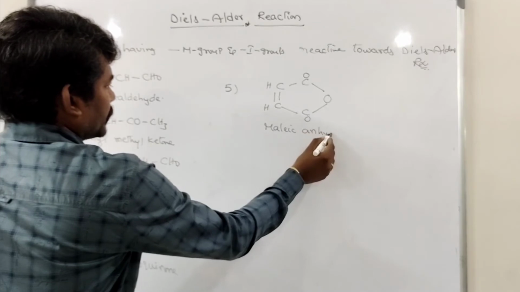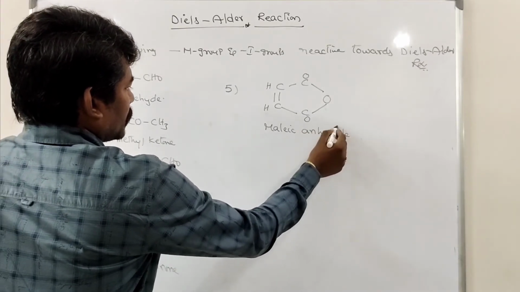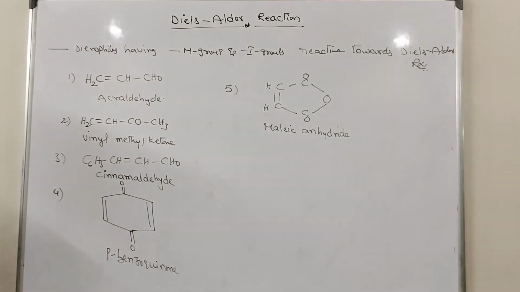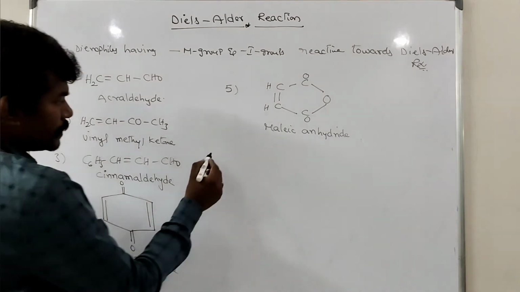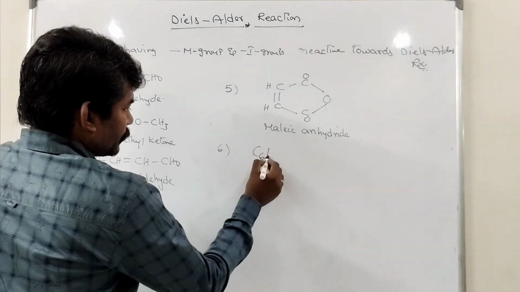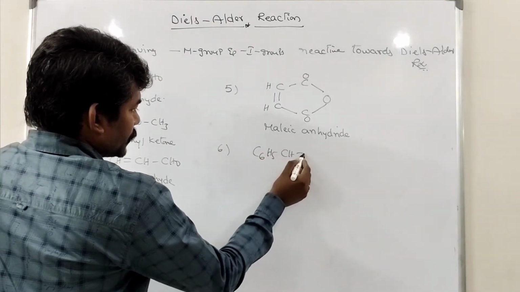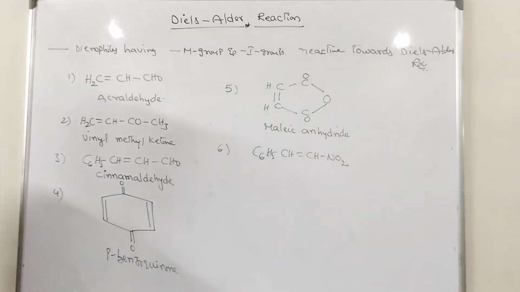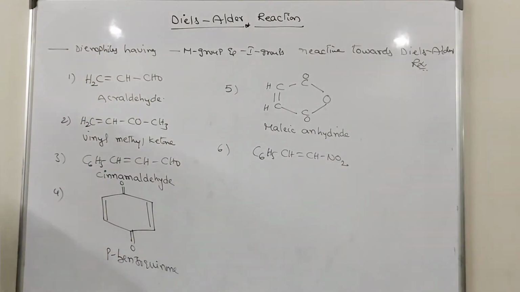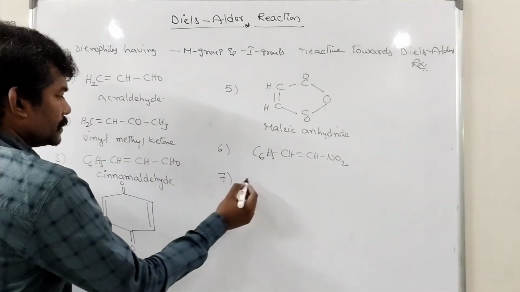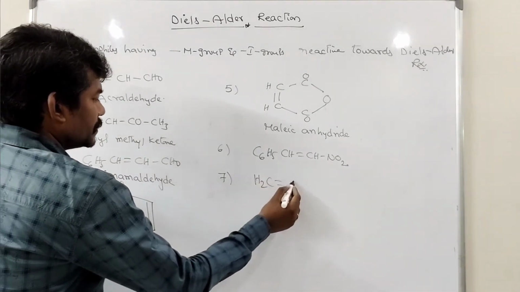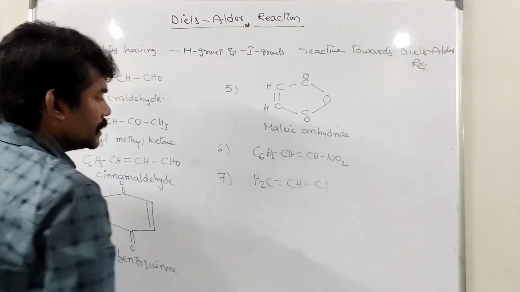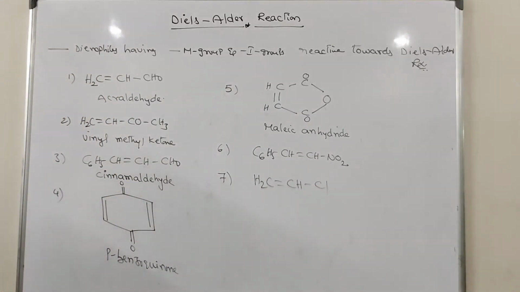Maleic anhydride. Fumaric anhydride is also involved in Diels-Alder reactions, and C6H5CH=CHNO2, with a minus M group. With a minus I group, halogens such as vinyl chloride, CH2=CHCl, are also dienophiles.